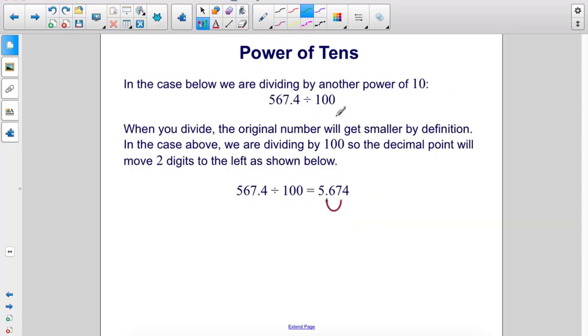In the case below, we are dividing by another power of 10, 100. When you divide, the original number will get smaller, by definition. In the case above, we are dividing by 100, so the decimal point will move 2 digits to the left. So 567.4 is going to become 5.674.